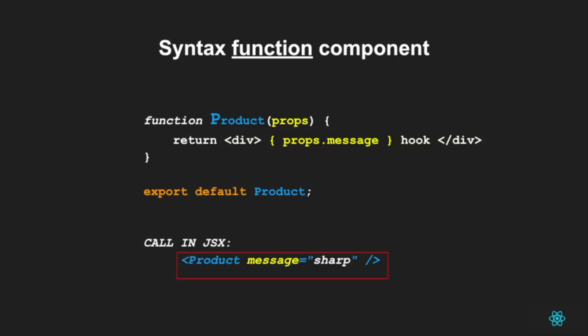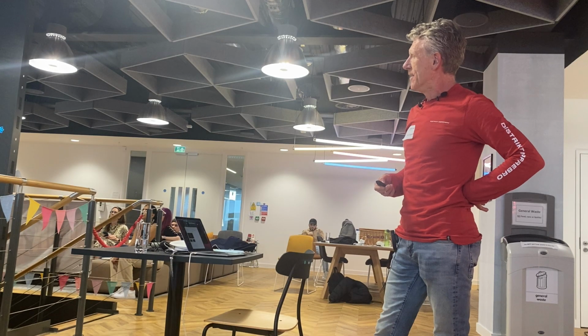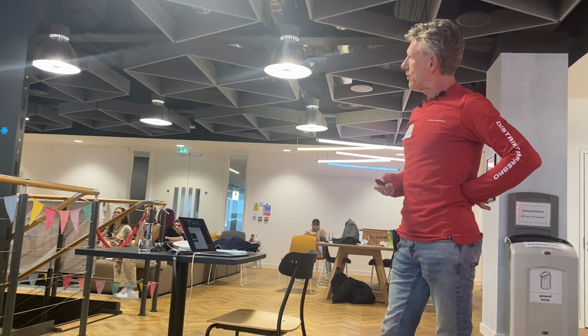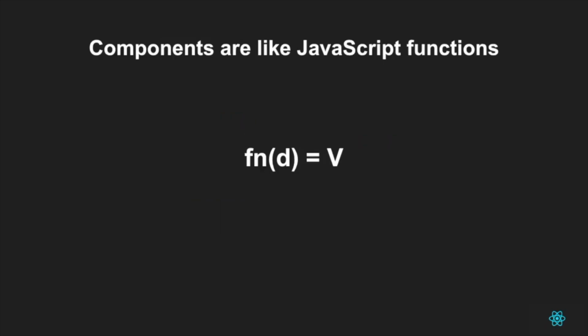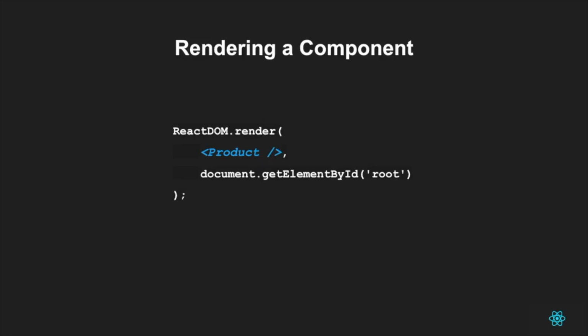You can call this function in another component with this JSX style. So you call it product, and you see that I pass in the message, shark hook, and it will show you the message shark hook. So components are nothing more than this: a function which receives data and returns a view. That is quite simple.